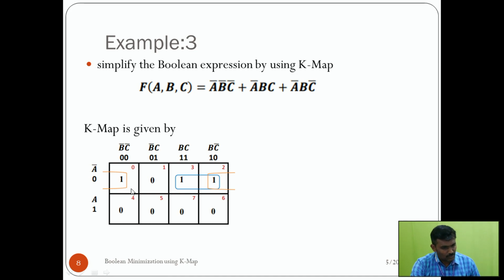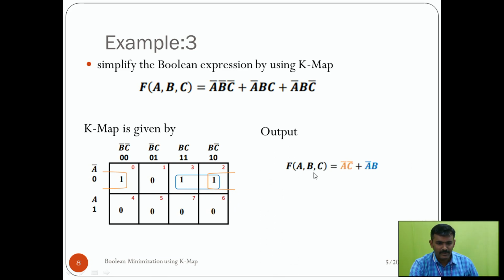You know, the first column and last column are adjacent. Adjacent means only one variable changes when we move from one cell to another cell. Therefore, the 0th minterm and 2nd minterm are adjacent. Therefore, we have to map 0 and 2 with the help of yellow color. I am pairing this.